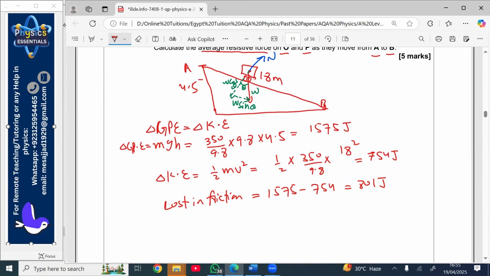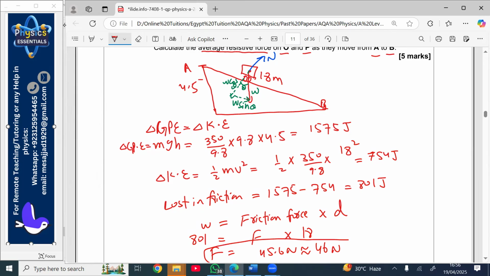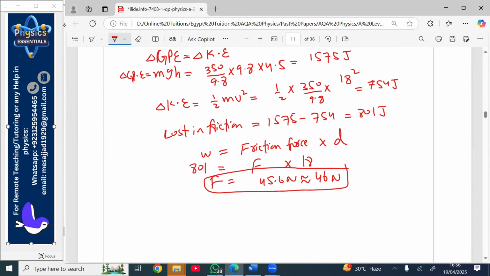All right. Now they asked us to calculate the frictional force. So this is the amount of work that we have lost. So we are now simply saying friction work done is equal to friction force times distance. What is the amount of energy lost due to friction? This is our work, and this is the distance. So simply we are going to divide them, and we get the answer for the friction as 45.6 newtons, which is rounded off to 46 newtons. I hope you understand that.